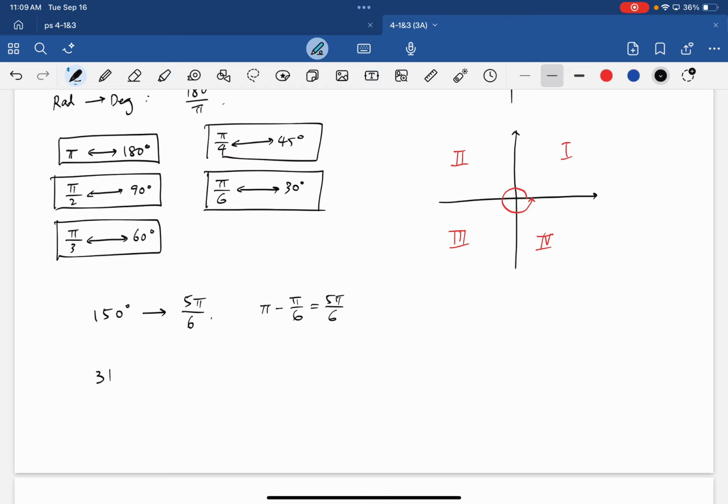Another example, maybe you were given 315 degrees. Well, 315, I don't know what that's a multiple of, but what I could do is, that's just 360 minus 45. And I know 360 is 2 pi, right? And 45 is just pi over 4, because I've memorized that. And so this is just going to be 7 pi over 4. Okay? This needs to be something you can do in your head. Otherwise, this unit is going to be very tedious for you.